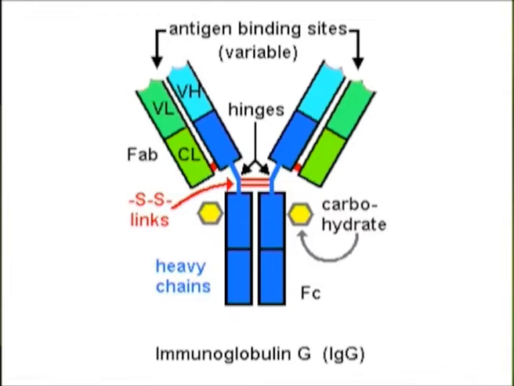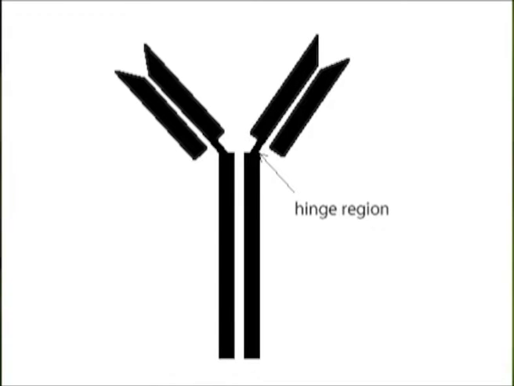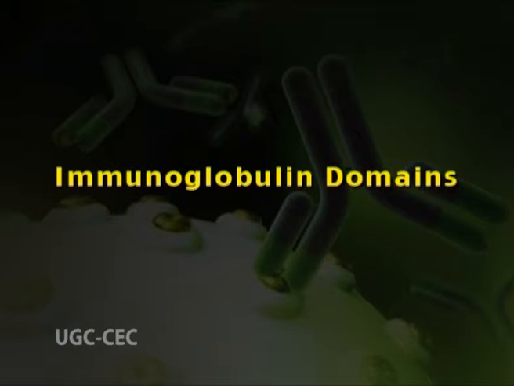Hinge region. The polypeptides of the immunoglobulin molecule form a Y-shaped structure where the arms are formed by 2 light chains and half of the 2 heavy chains, and the tail is formed by the remaining half portion of the 2 heavy chains. The 2 arms can move freely and adjust according to the antigenic determinants, and the joining part of the 3 segments is known as the hinge region.